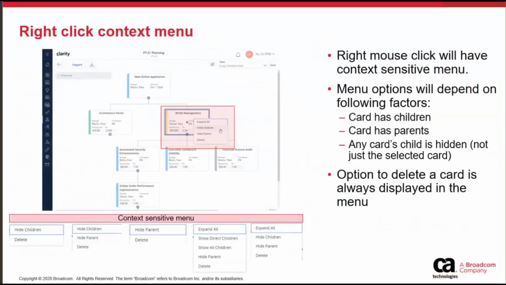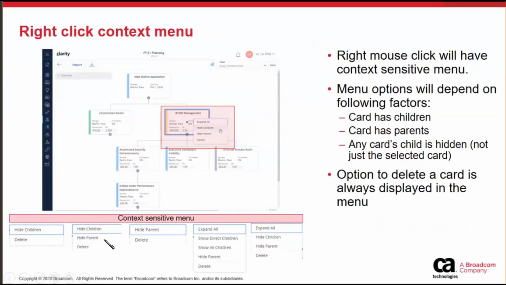We've added the right-click context menu. And this right-click context menu is context sensitive, which means based on the card you perform the right mouse click on, the menus will be displayed accordingly. The different combinations of those context sensitive menus are displayed right here, which is you can either just say hide children or delete the card, hide children and hide parent.